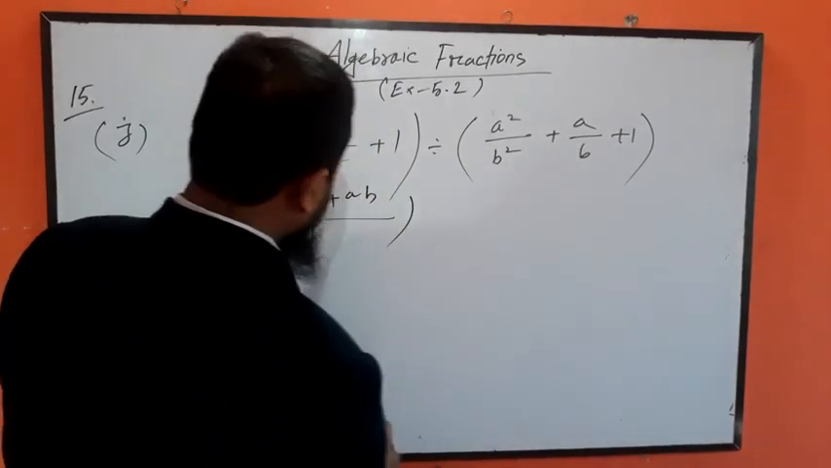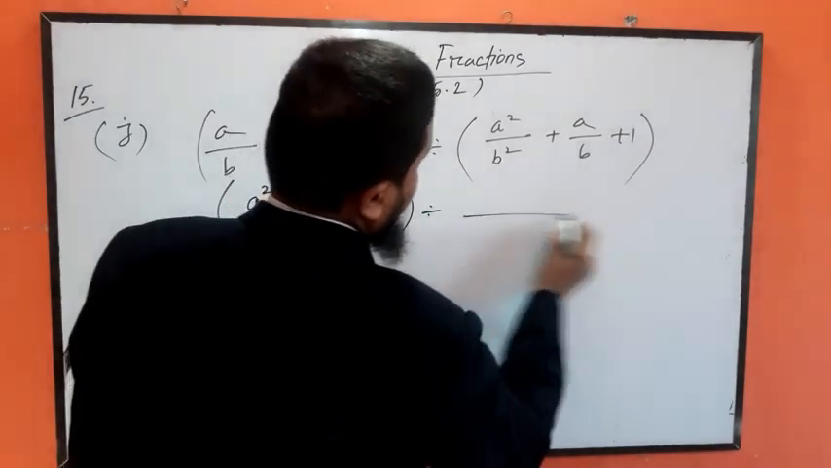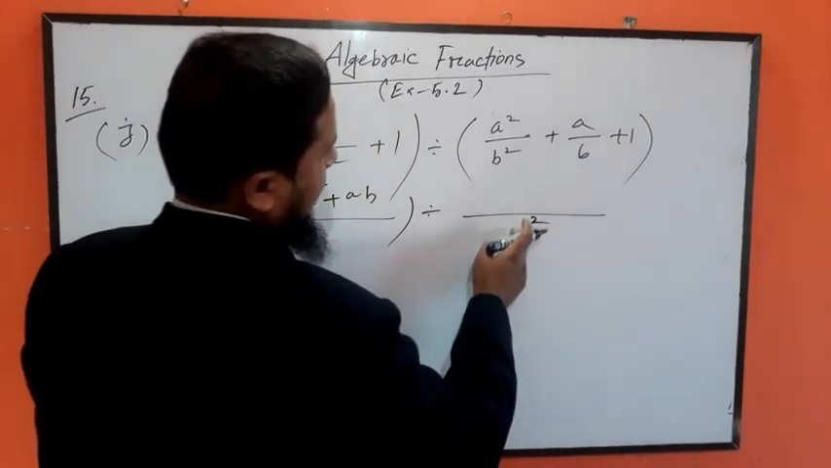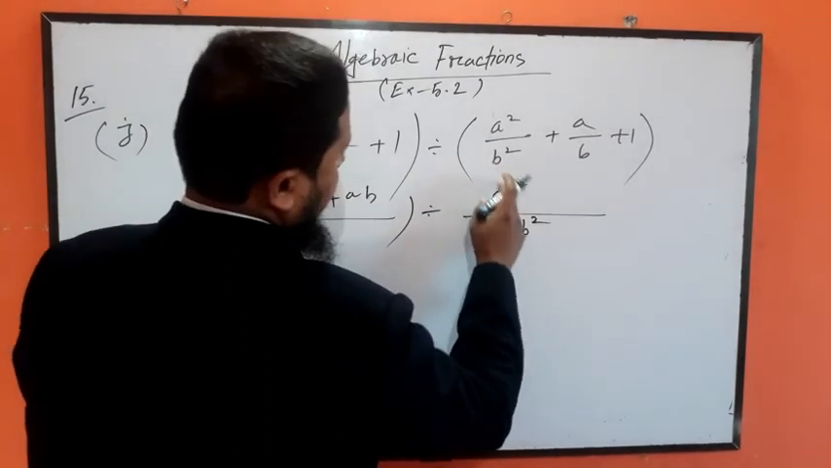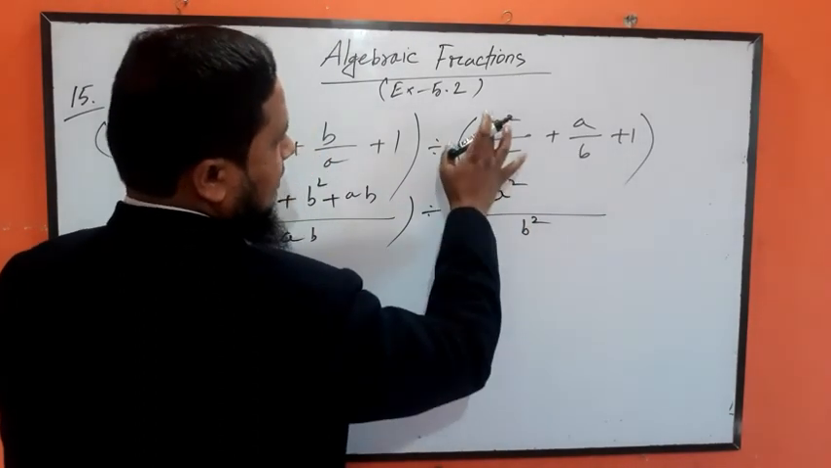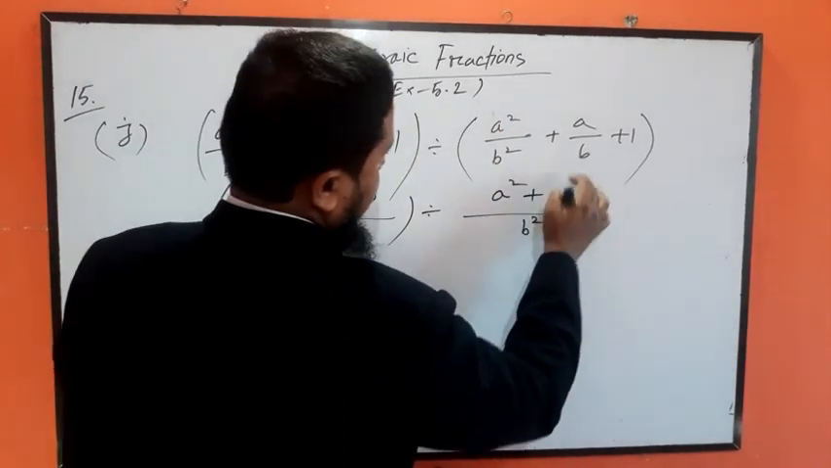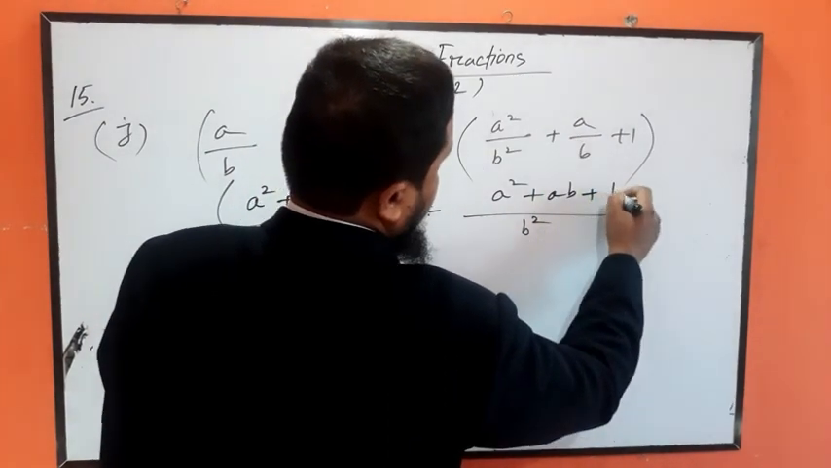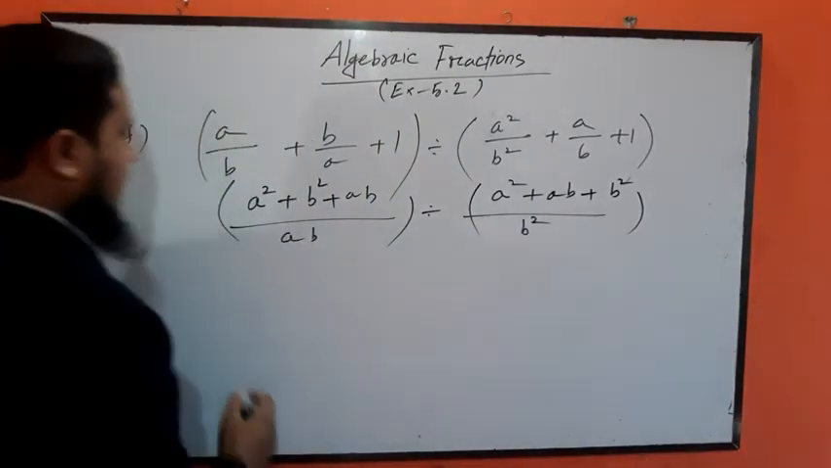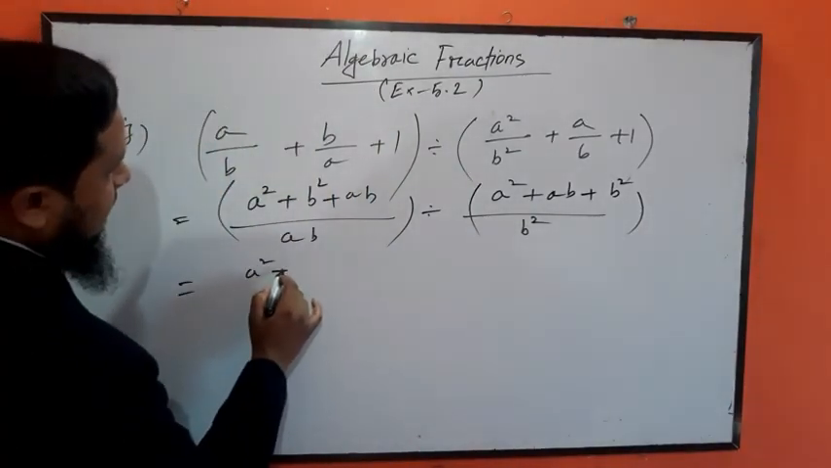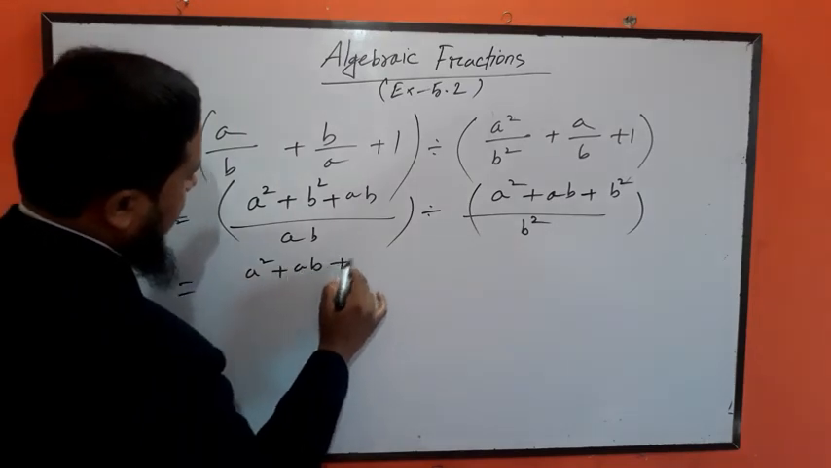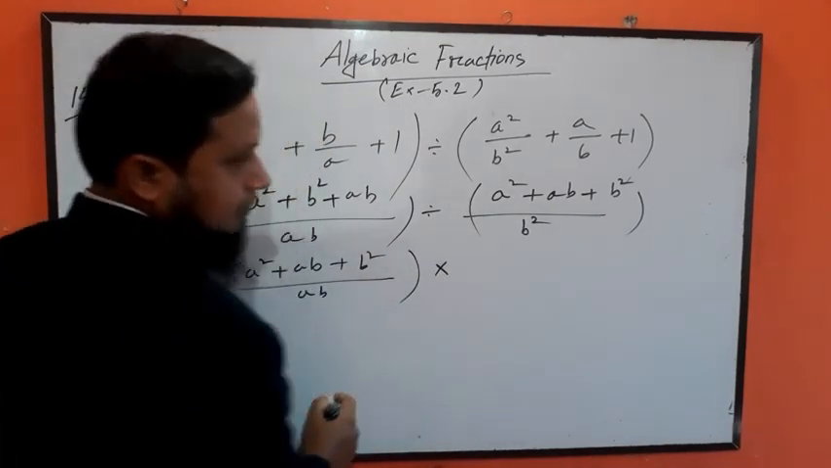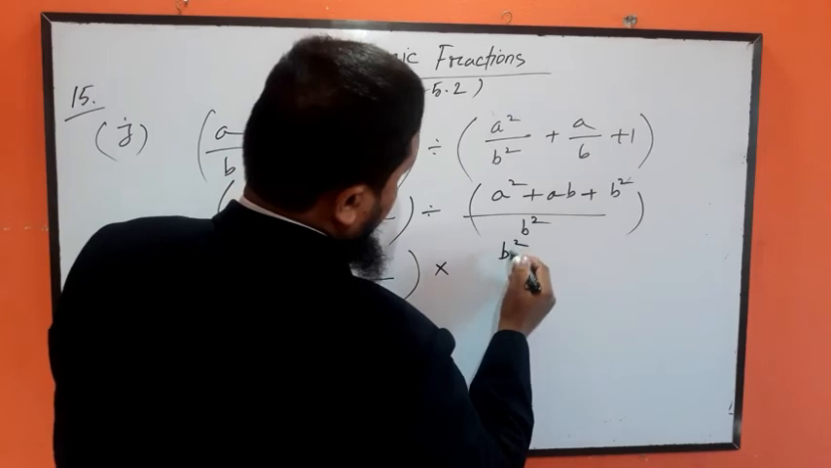And this is the division sign. Here the largest factor is B square, so B square will be the LCM. B square divided by B square we get 1, 1 multiplied with A square we get A square, and here B square divided by B we get B, and this will be AB, and here B square. Now A square plus AB plus B square and AB, we arrange this one, nothing, multiplied.